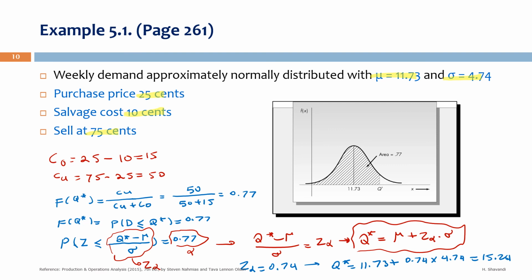But since in this example, let's assume that it's a newspaper case, in this case we need to have a whole number, right? So here we will round it to the closest integer, which in this case is 15. So it will be 15 units at the end. Okay.